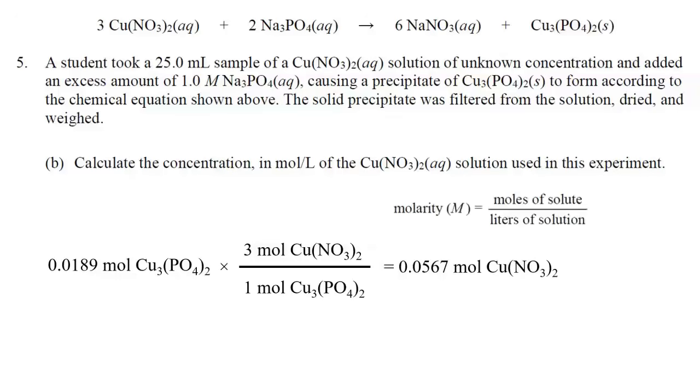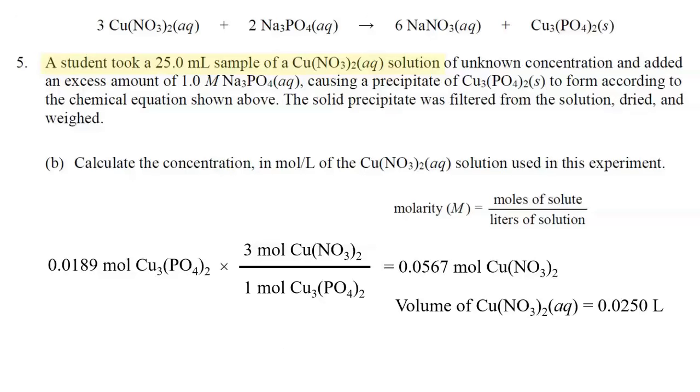Remember, molarity is moles per liter. So if we go back and read the question more carefully, it said in the beginning that a student took a 25.0 milliliter sample of this copper nitrate solution. And as I mentioned earlier, there are 1,000 milliliters in 1 liter. So to go from milliliters to liters, we're going to divide by 1,000. So 25.0 milliliters is equal to 0.0250 liters.